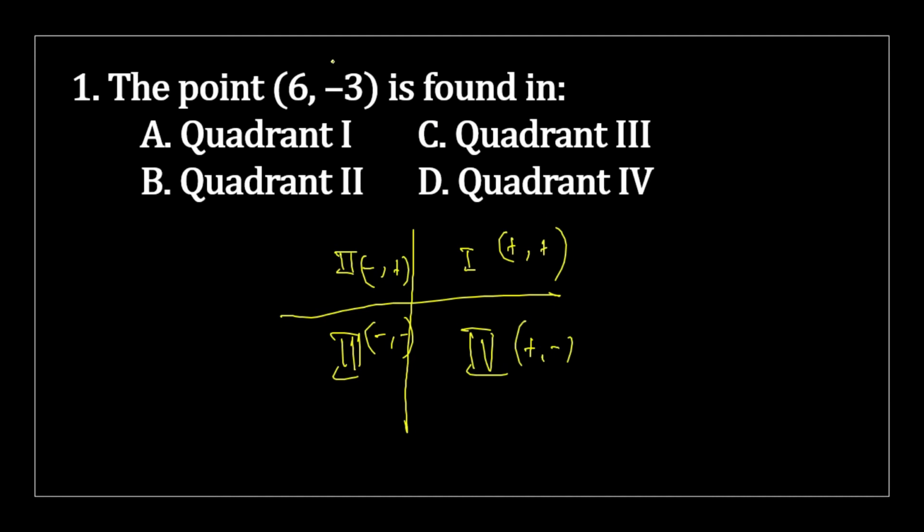Now let's look at the given. It's positive 6 and negative 3. So that is positive and negative. Positive and negative is found in quadrant number 4. So the answer is letter D.